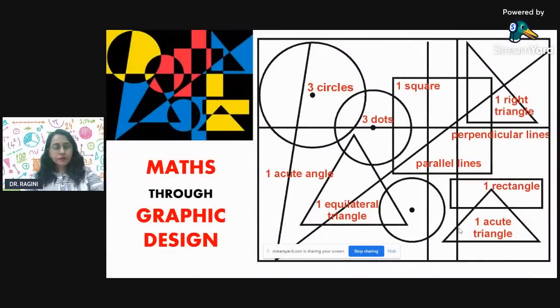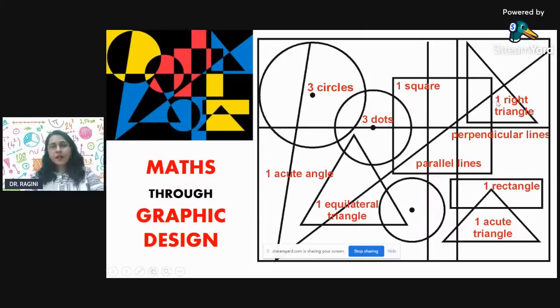Right. So moving on. Maths through graphic design. Now, what is a graphic design? Anything which you make with the help of geometrical shapes is a graphic design. So when you're using straight lines, circles, squares, and making an overlapping design, that is a graphic design.